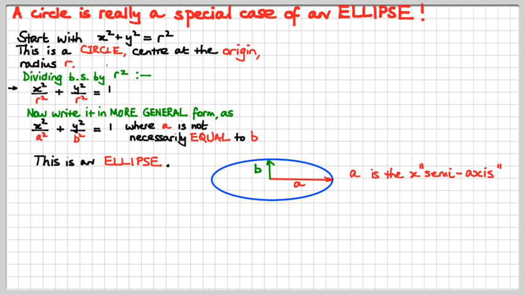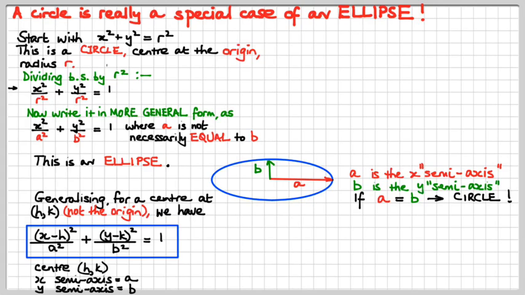Okay, but of course if b equals a, then of course it is a circle. So a is the x semi-axis, b is the y semi-axis, and if a equals b, yes, you've got a circle. But a circle is a special case of an ellipse, yeah? Okay, so if we're generalising still further, for a centre not at the origin but at h and k, we have this formula here. That's the formula for an ellipse in its most general form. Centre is h and k, the x semi-axis is a and the y semi-axis is b, alright?